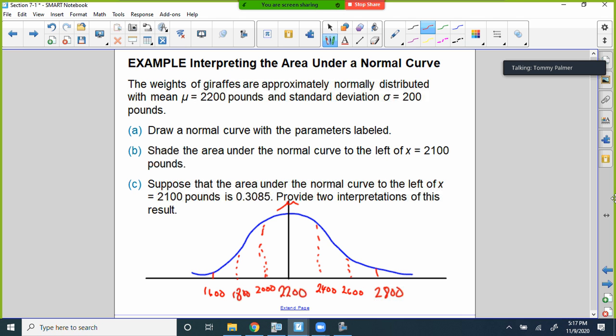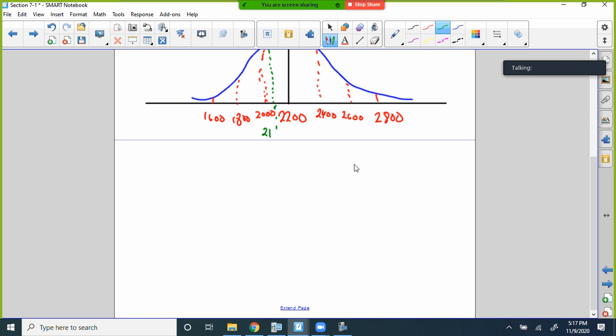So we're looking at a particular one, and it says 2,100. So we're looking right here, right? We'll go right here and say, okay, that's 2,100.